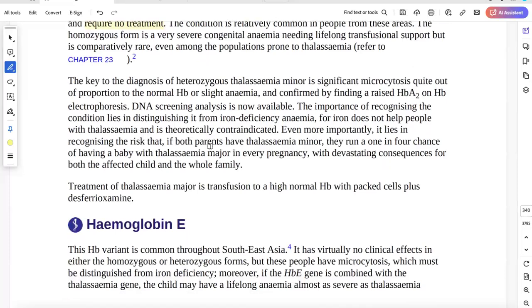Remember one thing: because these patients have increased hemolysis, their body already has excess iron. And on top of that, they are getting blood transfusion. So already there will be excessive iron in their body, so you should not give iron in this patient. Okay. So iron is theoretically contraindicated in a patient with thalassemia.